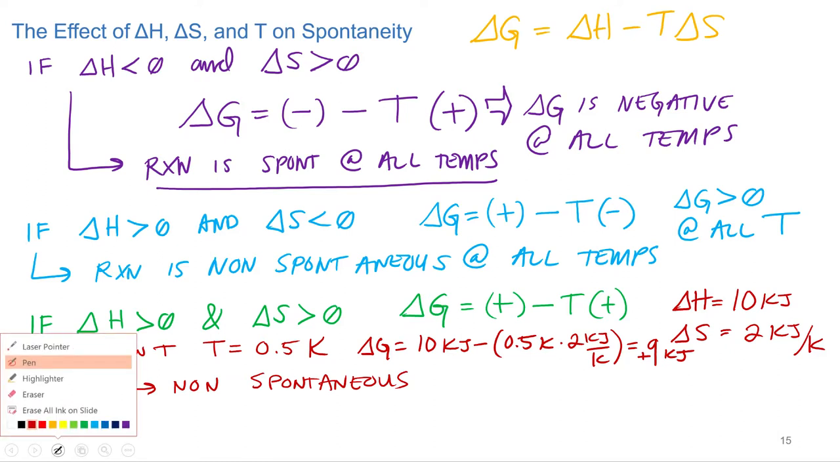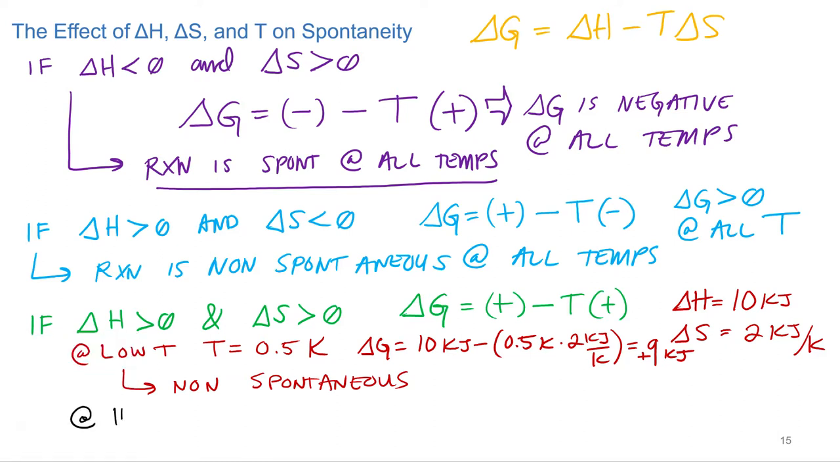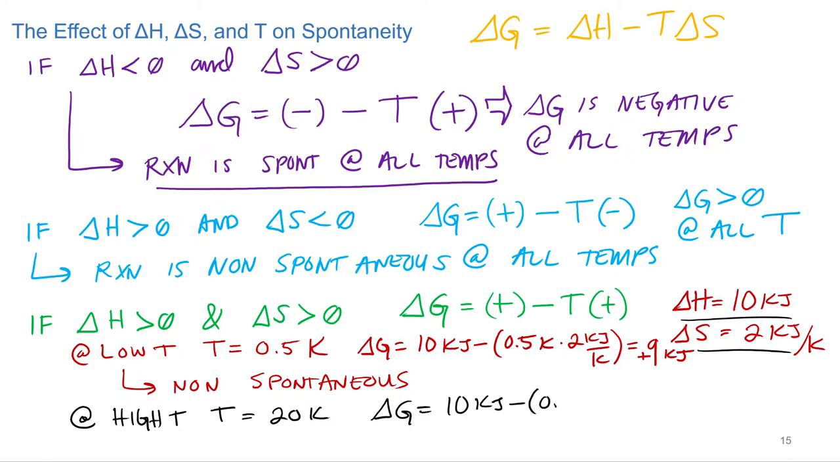Now let's think about at high temperatures. Let's say temp equals 20 Kelvin. That's still pretty cold. Grab your jacket and a scarf and prepare to die. It's really cool. But anyways, it's going to work out for this example. Again, I'm just making up numbers. So we're going to keep our delta H and delta S the same. So delta G is going to equal 10 kilojoules minus 0.5 times. Oh, wait, no.